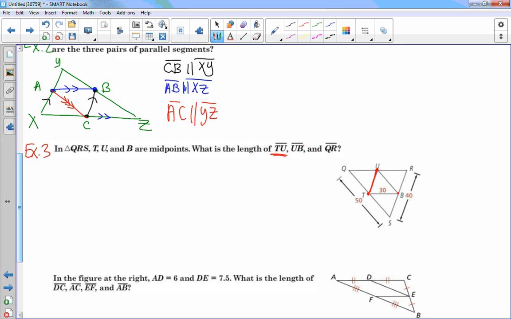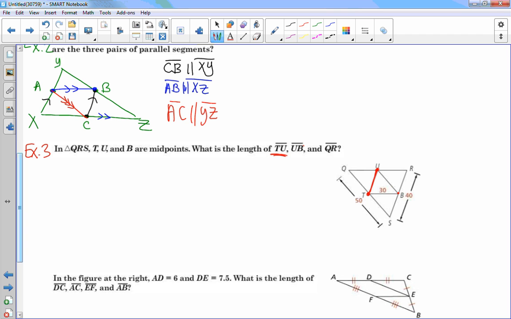Give the answer in the air when you know the length of TU. What else? What is the length of TU? Well, you can do digits, right? That's what we have. 20.